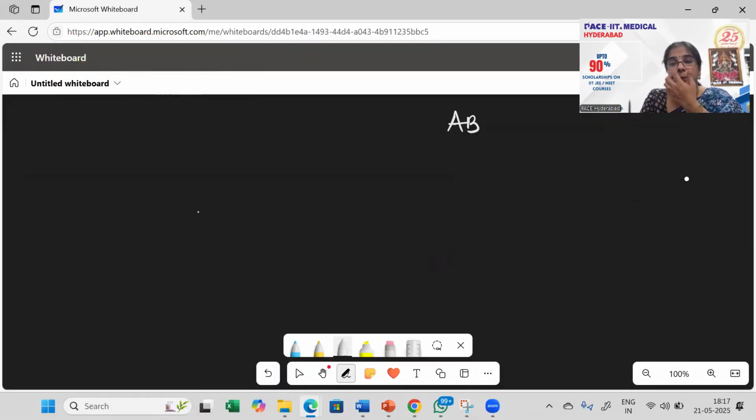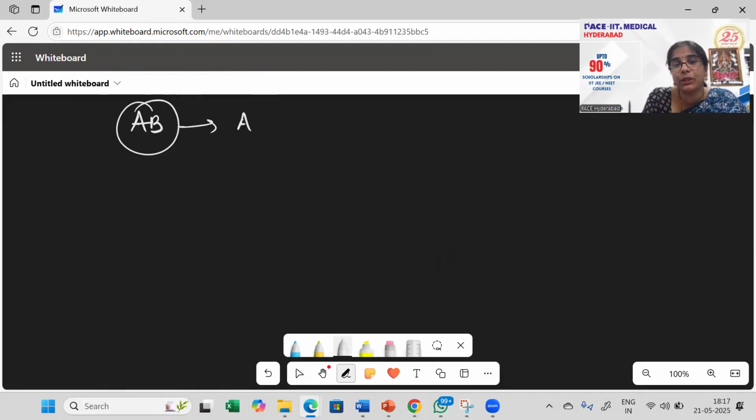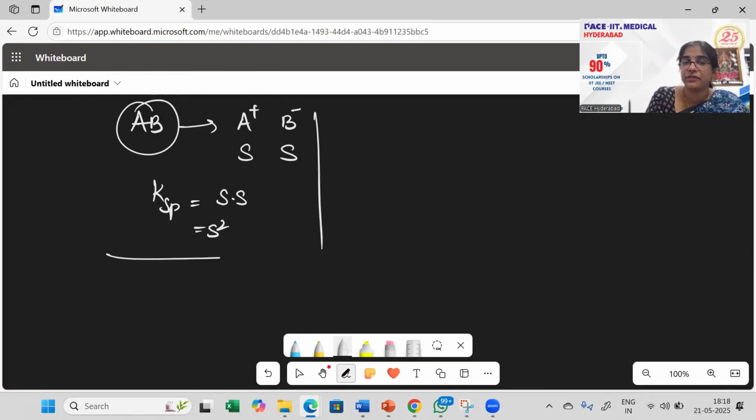Let us first go through what all the types of salts are, to have a clear picture on this part. So if my salt is AB type, AB will be split up into A plus and B minus ions, and the solubility is S and S here, and then Ksp is equal to S multiplied by S, which is S square. That is your first set.